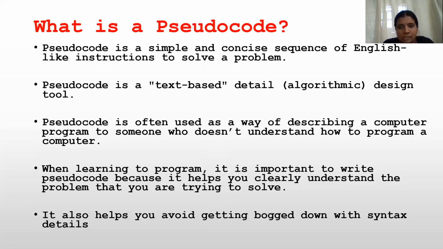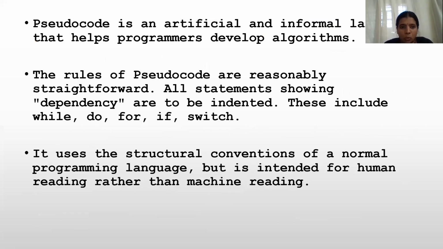Pseudocode is a text-based detailed algorithmic tool. Pseudocode is often used as a way to describe a computer program to someone who does not understand a program on a computer. While learning programming, it's important to write pseudocode because it helps you to clearly understand the problem that you're trying to solve. It also helps us avoid getting bogged down with syntax details. You need not worry much about the programming details, but still you can try to write a solution to a problem using pseudocode.